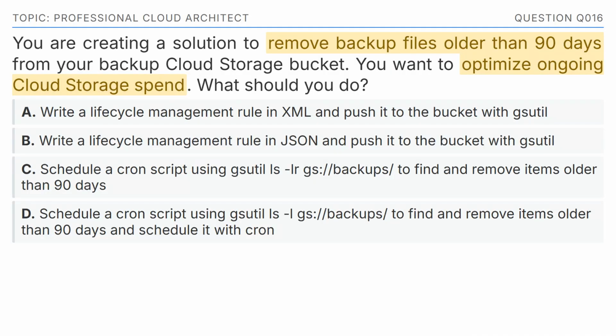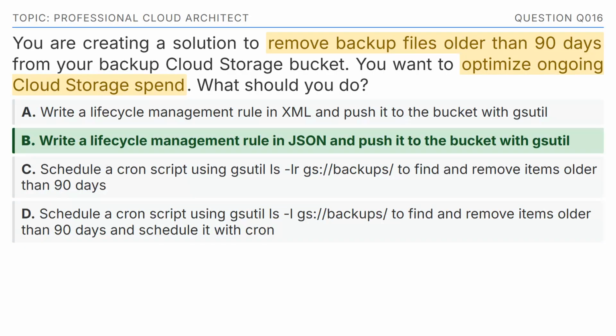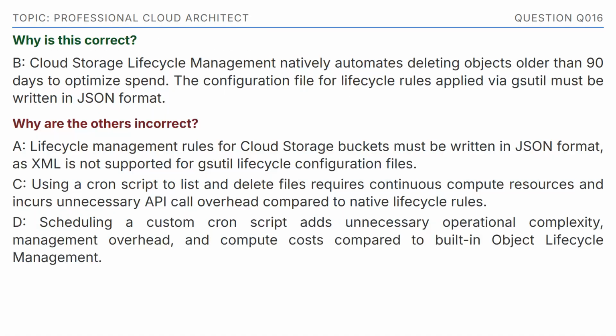To arrive at the correct answer, we focus on the keywords: remove backup files older than 90 days, optimize ongoing cloud storage spend. The correct answer is option B, write a lifecycle management rule in JSON and push it to the bucket with gsutil. Why is this correct? B. Cloud Storage lifecycle management natively automates deleting objects older than 90 days to optimize spend. The configuration file for lifecycle rules applied via gsutil must be written in JSON format.